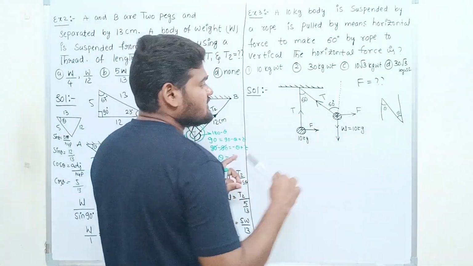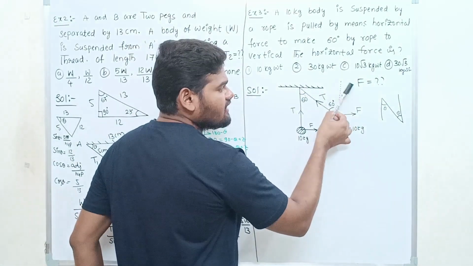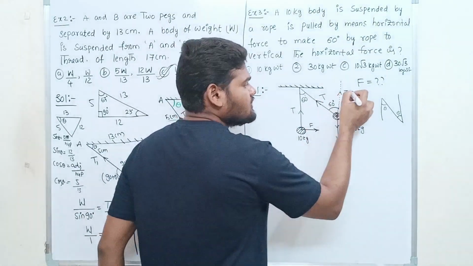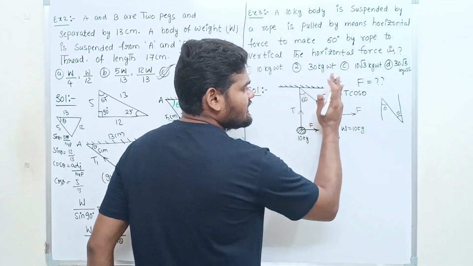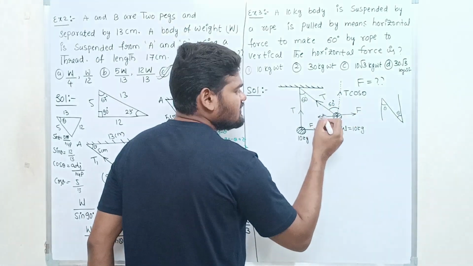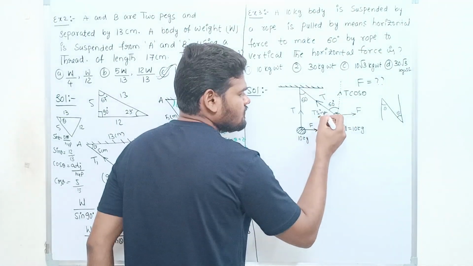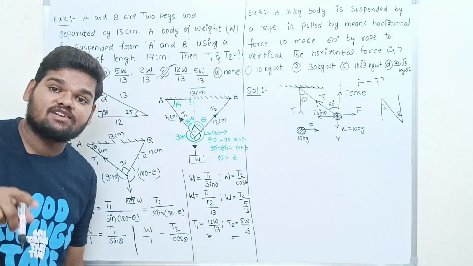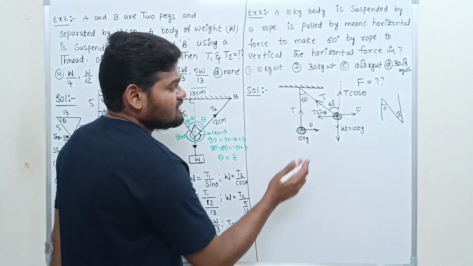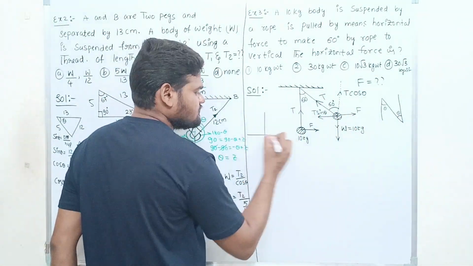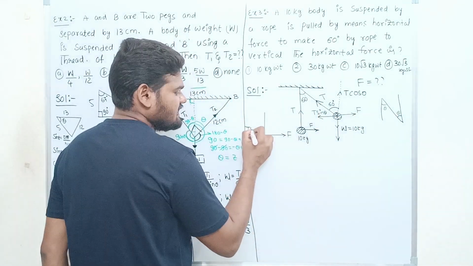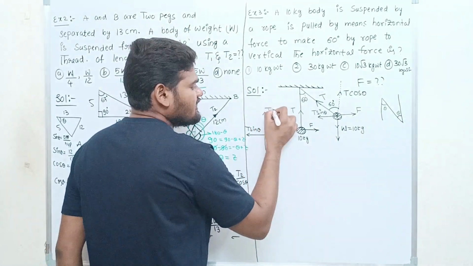Have a look. This is a tension force T along the theta side. You will get this magnitude into cos theta along the theta side. Now perpendicular to this, you will get this magnitude into sin theta. We have already discussed resolution of vectors in 2 dimensions. Okay, so from this diagram it is clear that, have a look, this is capital F, the horizontal force applied. So this is T sin theta, and this is T cos theta.